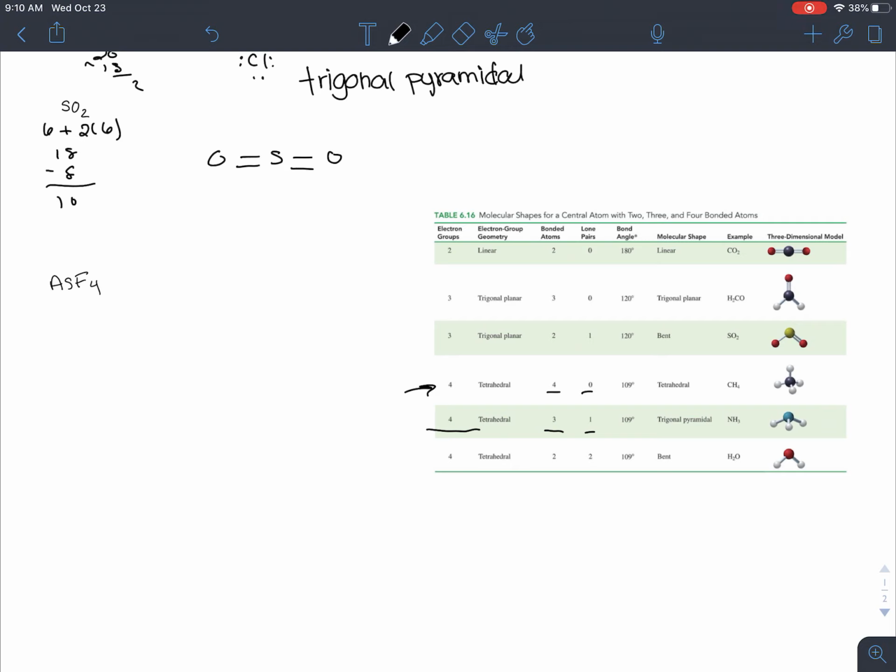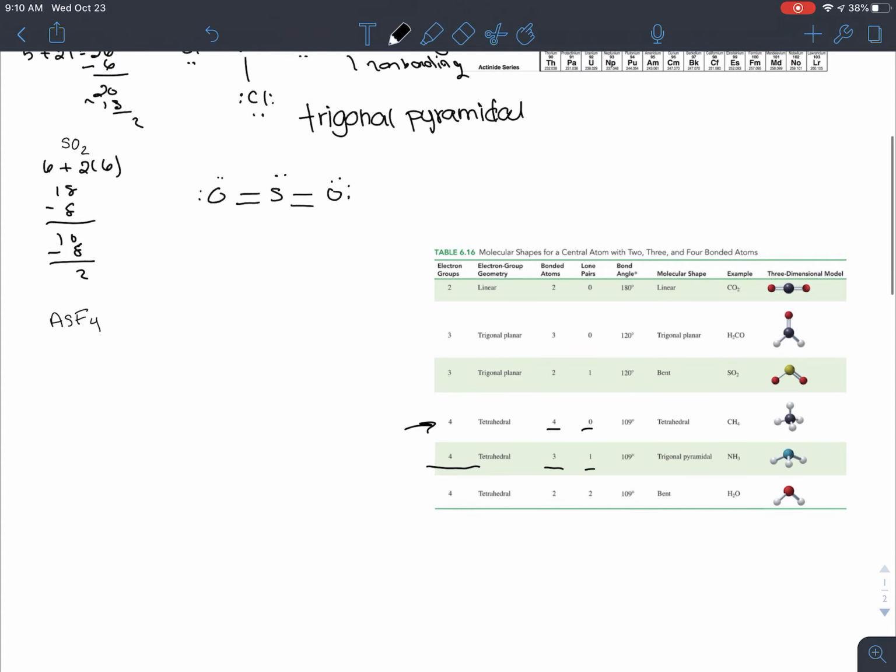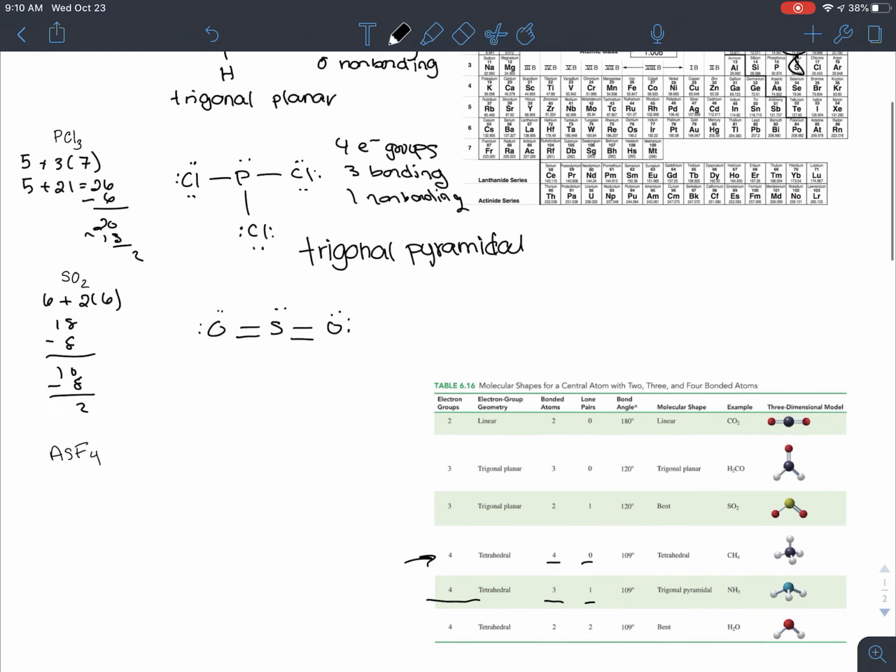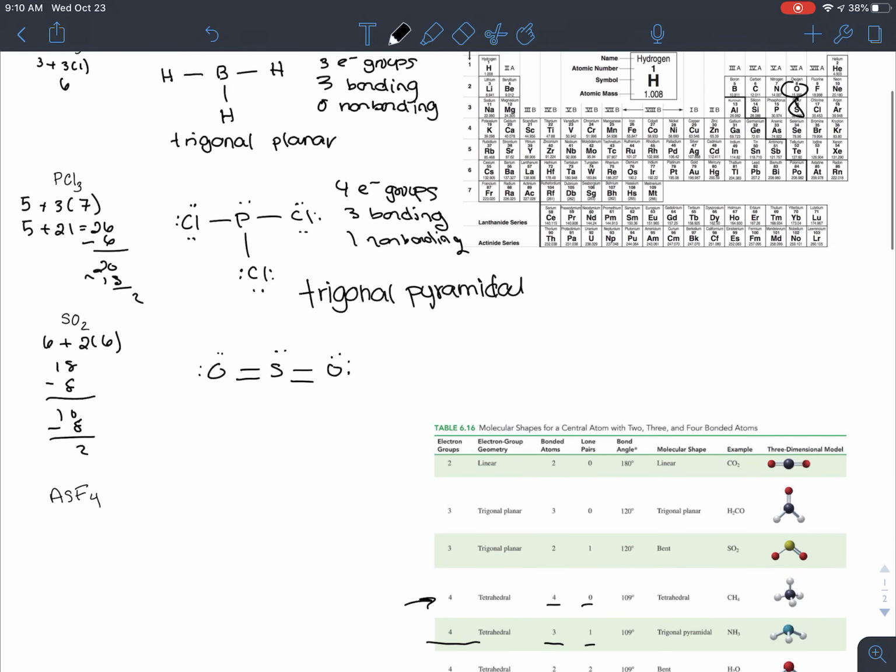Now, I have 2 oxygens, and if I want to satisfy those octets, I know that I have to give each 4 electrons. 2, 4, 6, 8. Great. However, now I still have 2 electrons left. So just like in the other example, that's going to go to sulfur. 2, 4, 6, 8, 10, 12, 14, 16, 18. So I have all my electrons.